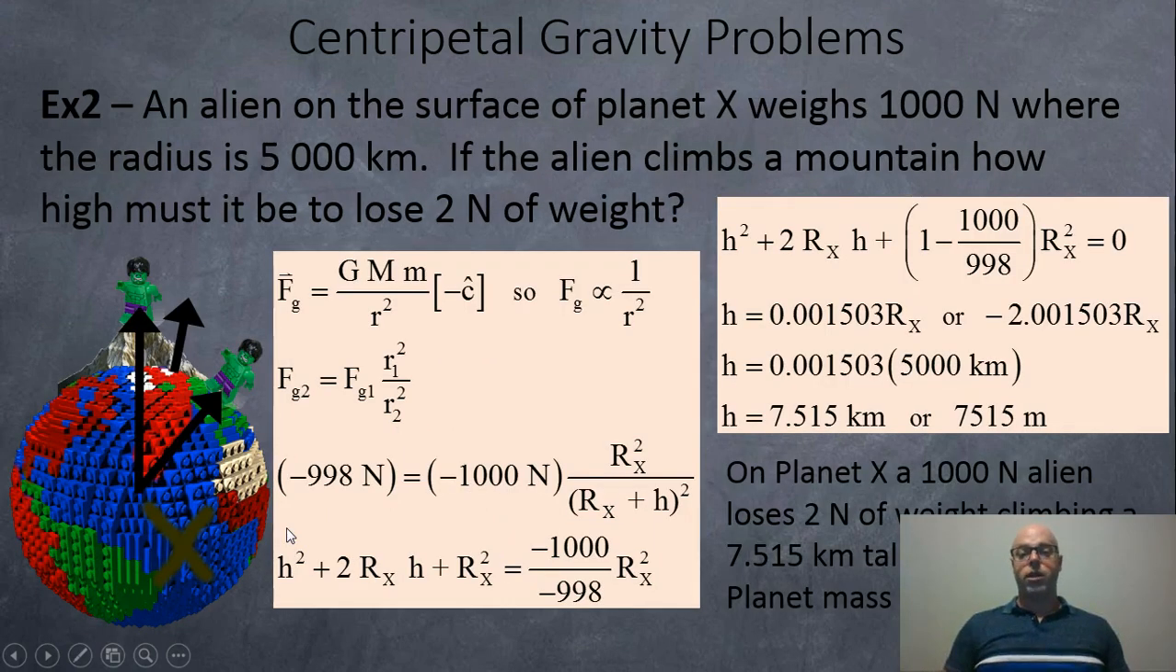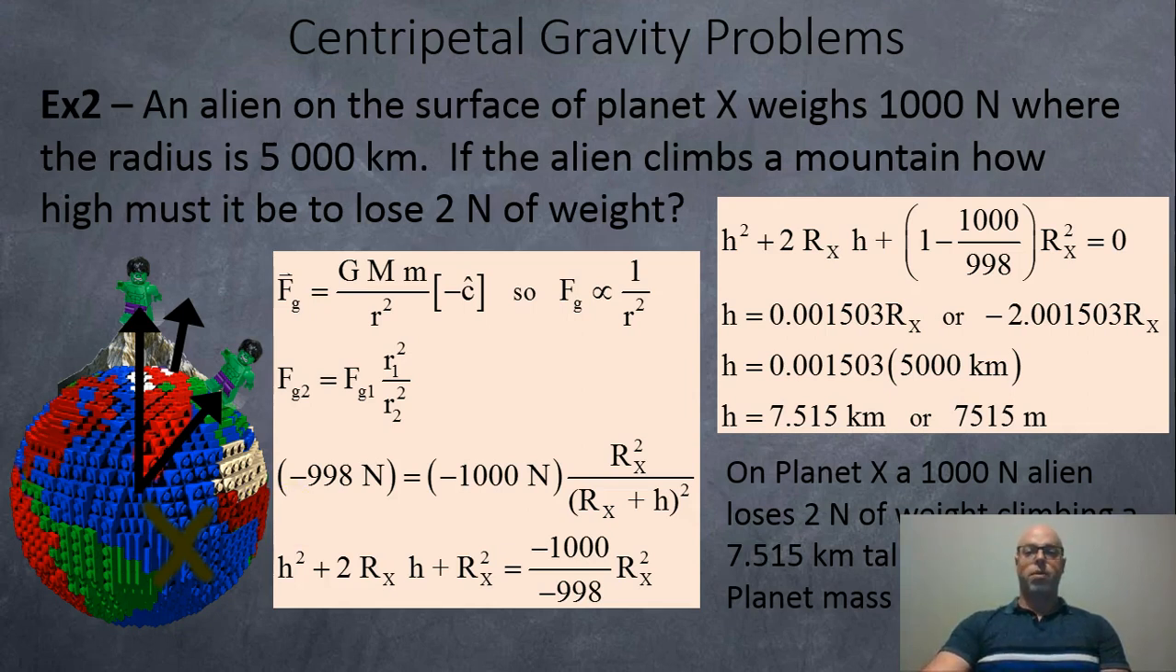Okay, example 2. An alien on the surface of planet X weighs 1,000 newtons, where the radius is 5,000 kilometers. If the alien climbs a mountain, how high must it be to lose 2 newtons of weight?